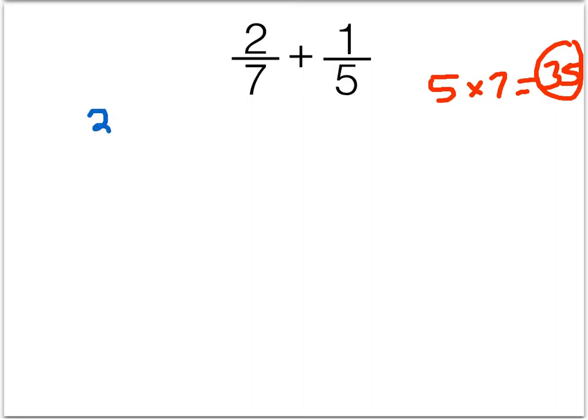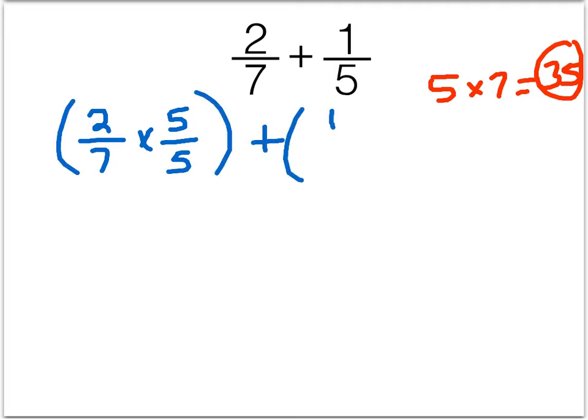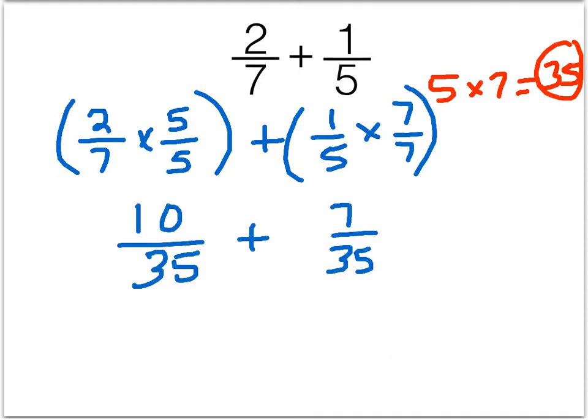So from here, I need to multiply 2/7 by 5/5, which is essentially 1. We're trying to come up with an equivalent fraction for both 2/7 and 1/5. For 1/5, we're going to multiply it by 7/7. So 2/7 times 5/5 will give you 10/35, and 1/5 times 7/7 will give you 7/35.